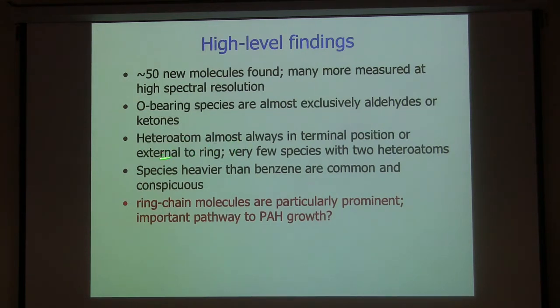The heteroatom, as I already alluded to, is almost external to the ring or in the terminal position. In the case of the oxygen species, we see a few molecules that have 2 oxygens, but they are fairly weak and only a few of them. As I already pointed out, species heavier than benzene are fairly common in all of them, certainly in the nitrogen and the normal benzene. And what's particularly interesting, again, are these ring chain molecules.